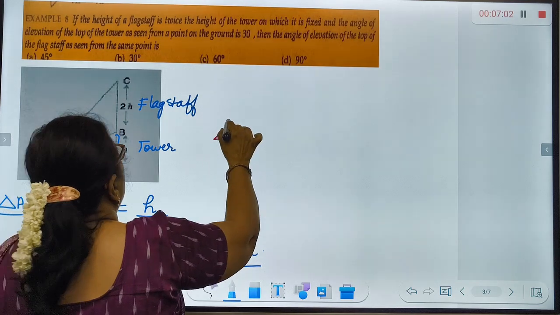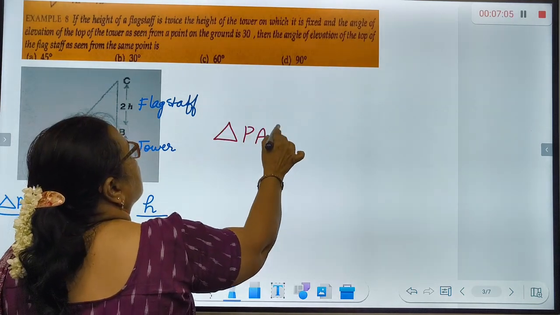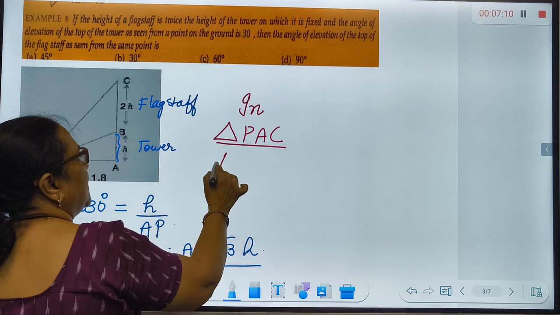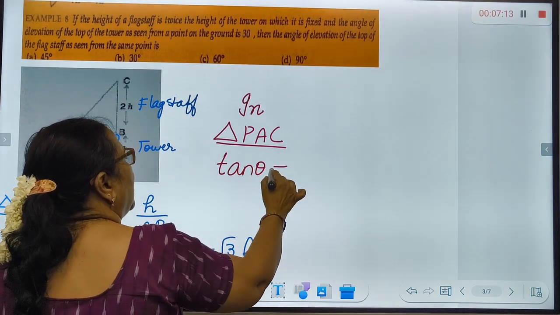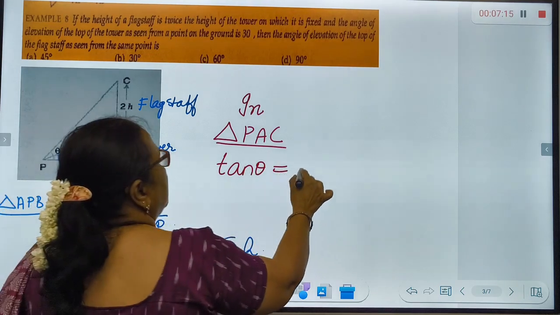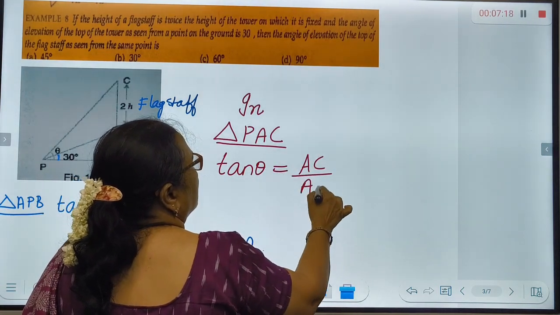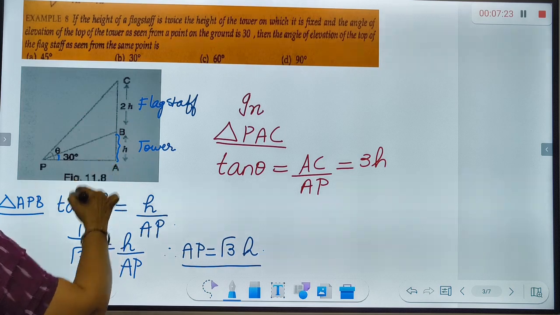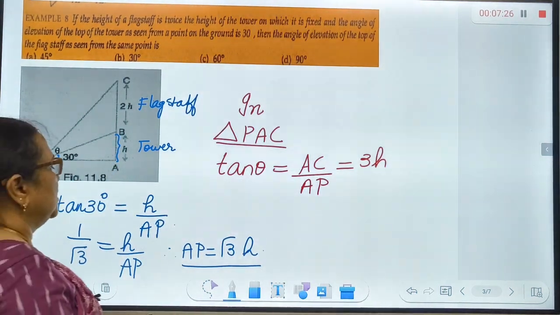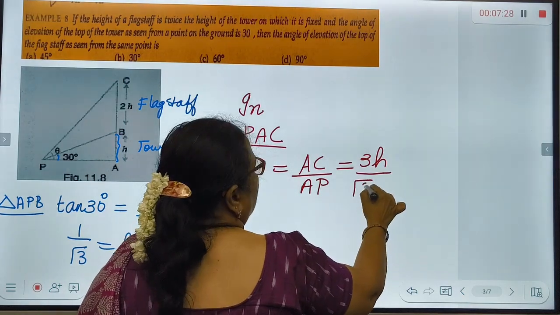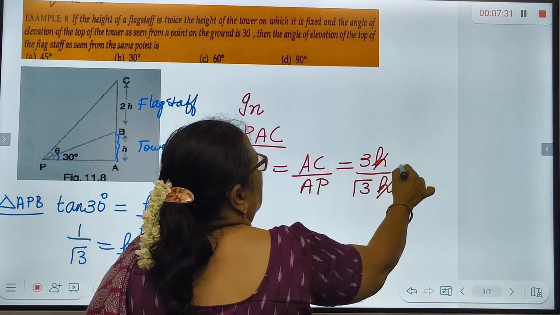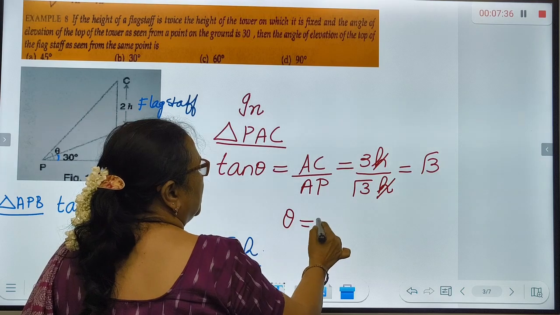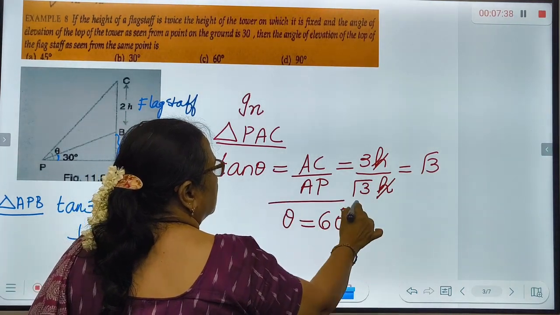So now let us look at the next. Which triangle are we going to look at? Triangle PAC. So what is tan theta? Now tan theta equal to opposite side AC by AP. Now what is AC? 3h. This is 2h, this is h. So 2h plus h, 3h divided by root 3h, which is root 3. So if tan theta equal to root 3, theta equal to 60 degrees.